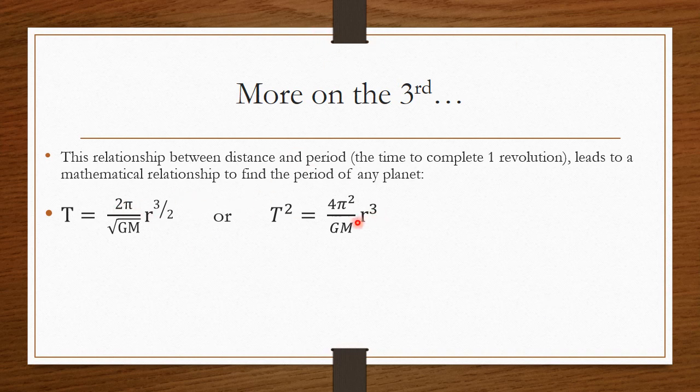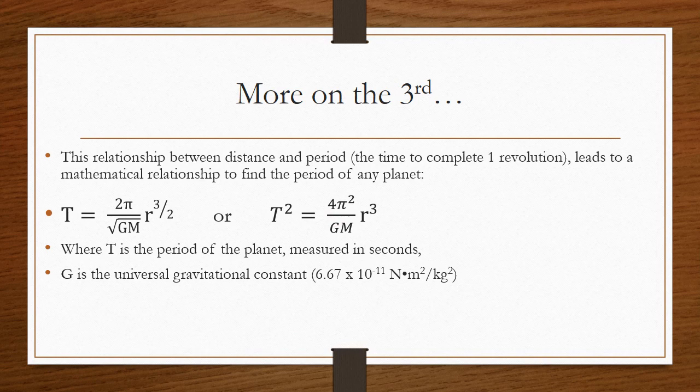Either way, both these equations say the same thing. It's just whether you square T and have it look a little bit nicer over here without a weird 3/2 power and no square root sign in the bottom, or if you just leave it as T without the square, then everything else has to be square rooted, basically. So T is the period of the planet measured in seconds, and if you don't remember, period is the time it takes to complete one revolution. So the period of Earth is 1 year.